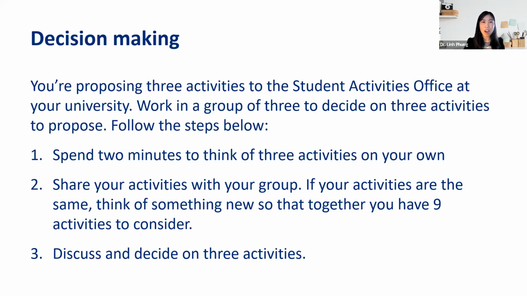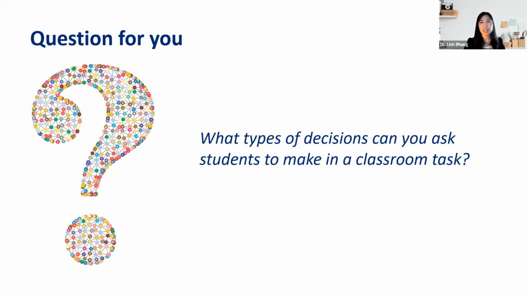So let's move on, and I have a question for you. What types of decisions can you ask students to make in a classroom task? Yeah, let us know, everybody. Lynn shared a task where students would be deciding on student activities at a university. Maybe you have students at a university, maybe you have young learners, maybe you have teenagers. What kind of a decision could your students make for your context, for your school, for your community, for your classroom that could maybe follow Lynn's example here?